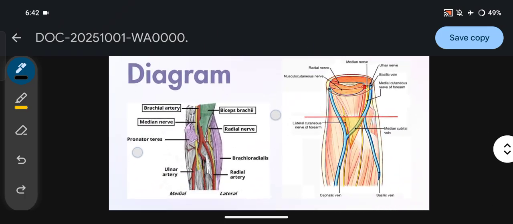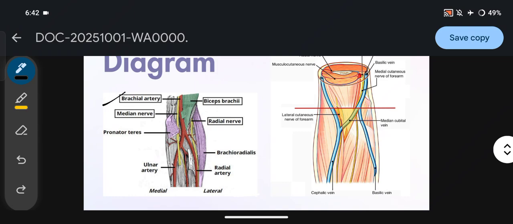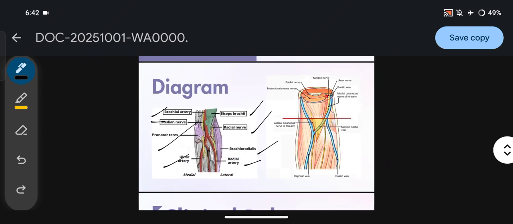Now we can see the diagram of brachial artery, median nerve, biceps brachii, radial nerve, the pronator teres muscle, and ulnar artery, then radial artery, brachioradialis muscle. You see all the diagram here clearly.